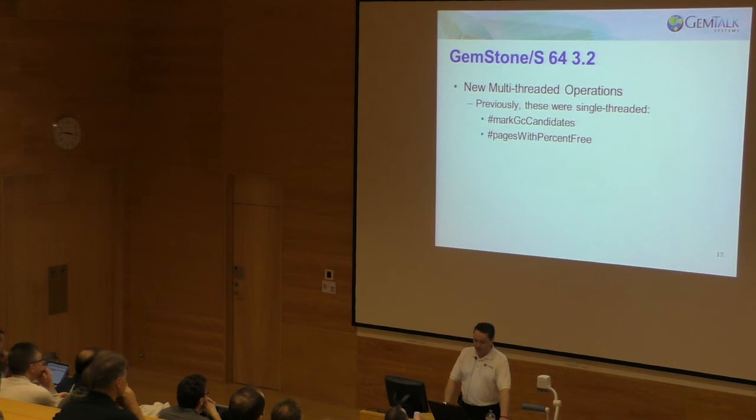We've added some more multi-threaded operations. These are a little more obscure, but something called Mark GC candidates, where you nominate a list of objects that are probably garbage, and you ask the system to confirm it, and something with pages with %free, which basically tells you the fragmentation level of your database. These are now multi-threaded. They used to be single-threaded.